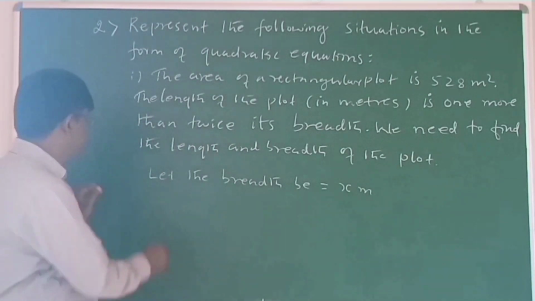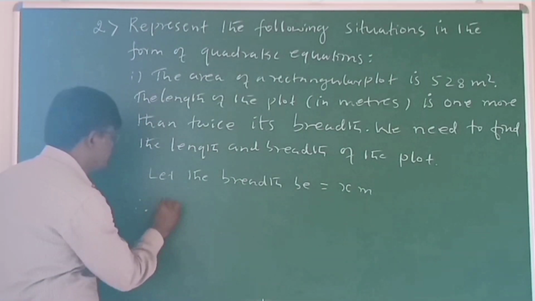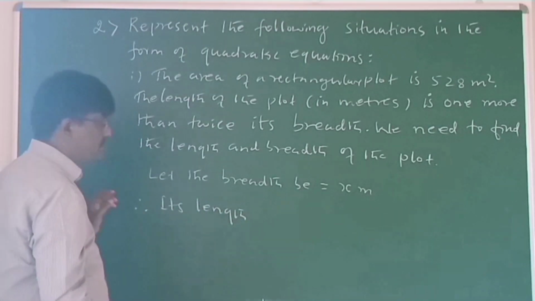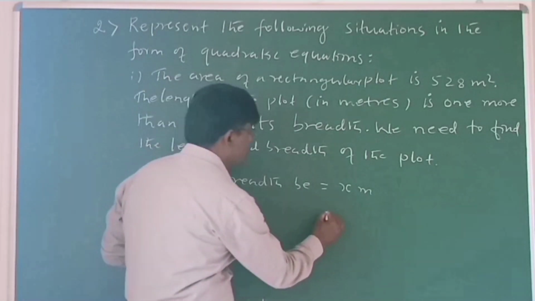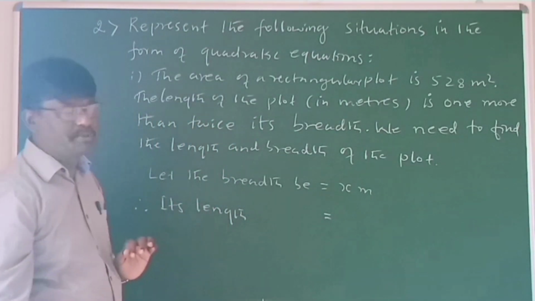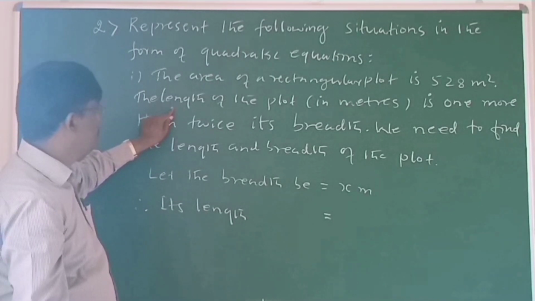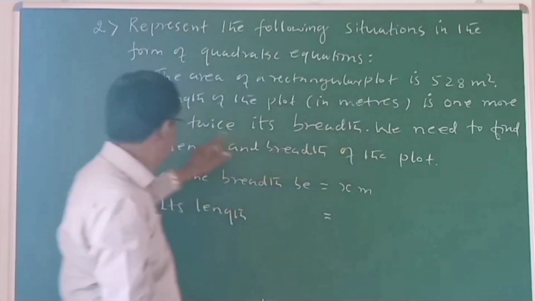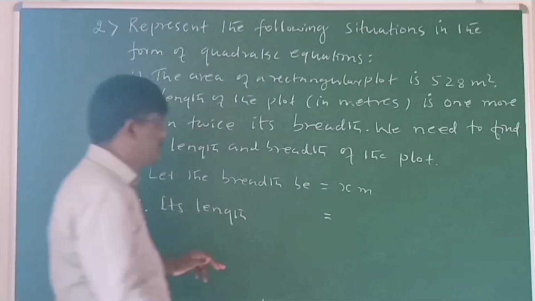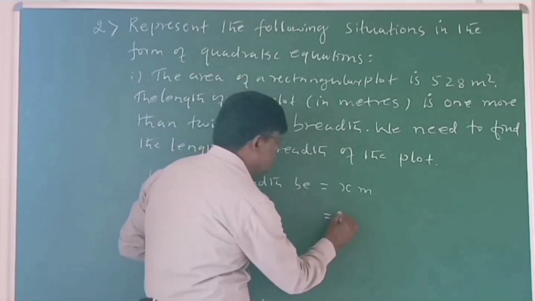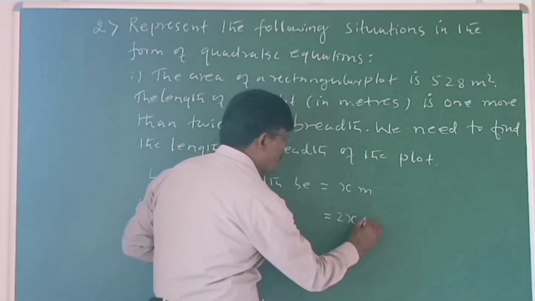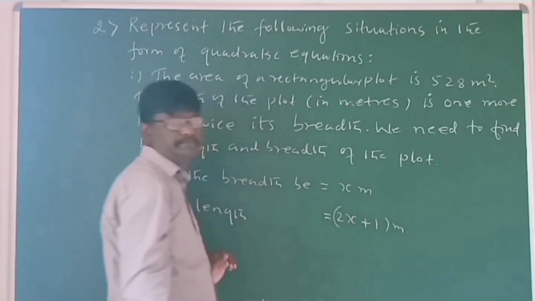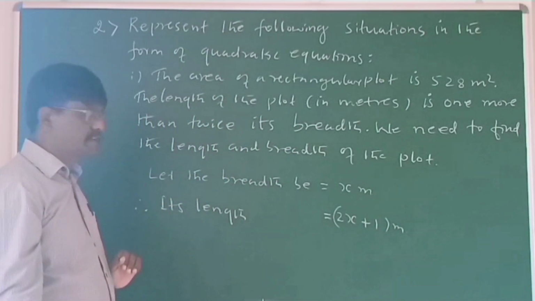Okay. Therefore, its length. It means the length of the rectangular plot. Look at children. The statement is very clear. The length of the plot is 1 more than twice its breadth. Breadth is x. Twice means 2 times. 2x. 1 more. Okay. Now we have to represent.